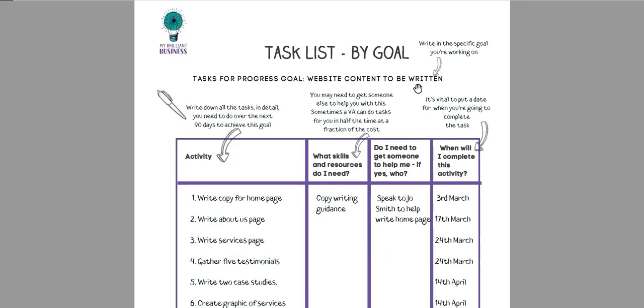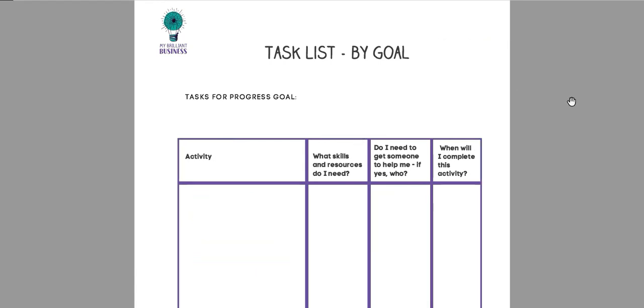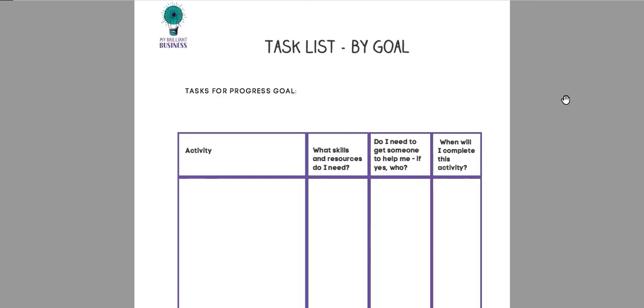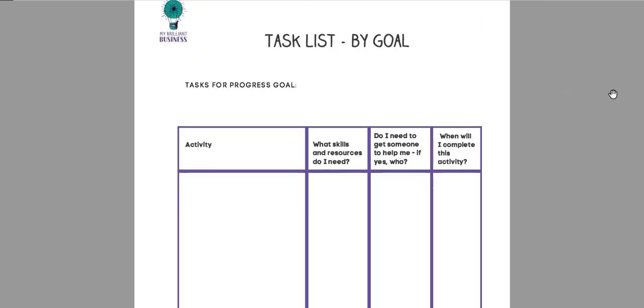So in the template, you'll see that the first page is an example, which I'll talk you through, and then the second is a blank sheet. I recommend that you print 3 of these out, so 1 for each of your progress goals, so that you can then list each goal and what activities you're going to do.